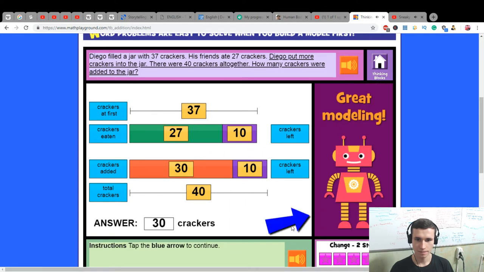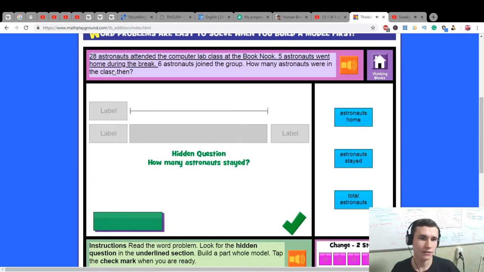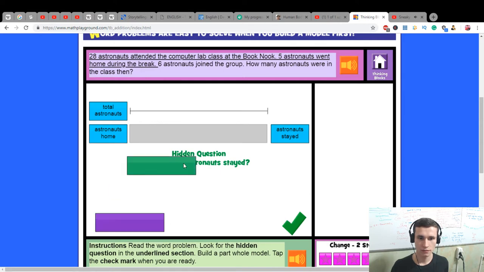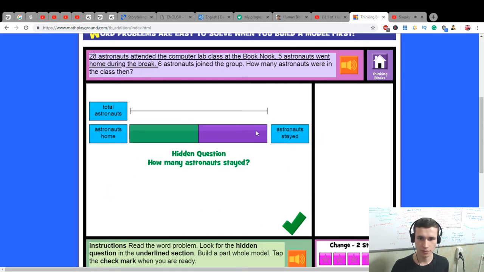Good job. 28 astronauts attended the computer lab class at the book nook. 5 astronauts went home during the break. 6 astronauts joined the group. How many astronauts were in the class then? Total astronauts here, astronauts home, astronauts stayed.